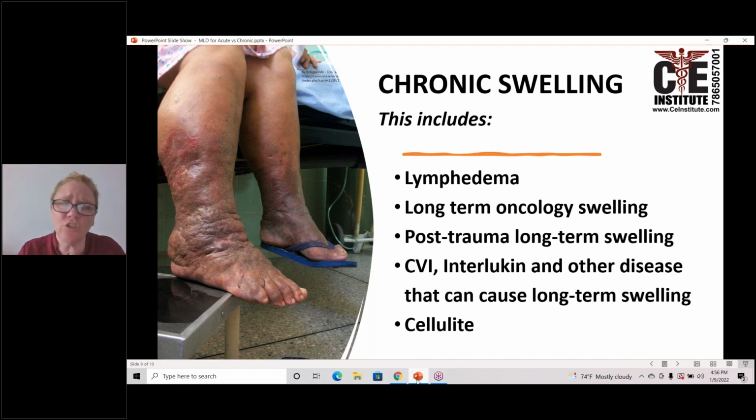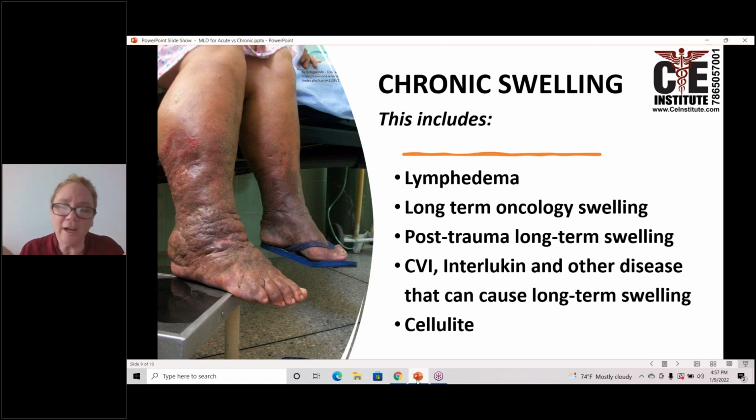Now, this is an image of somebody who has lymphedema, and it is looking like it's becoming infected with open wounds and sores and ulcers. Chronic swelling would include medical conditions such as this lymphedema. This doesn't occur overnight. This is somebody who has probably had swelling for several years to get to this condition that you're seeing right now on your screen. Long-term oncology swelling, so that's usually resulting in lymphedema diagnosis. Any type of post-trauma long-term swelling.